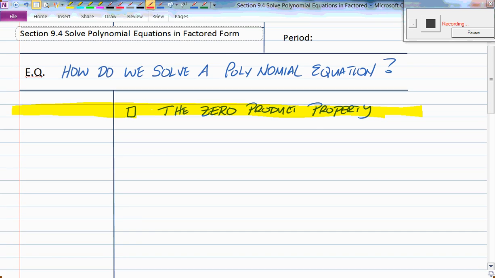So here's what I want you to do. I want you to figure out what this might be. If I asked you, what's 5 times 0? Write that answer down. Then I want you to solve this one. What is 0 times 0? Write that answer down.